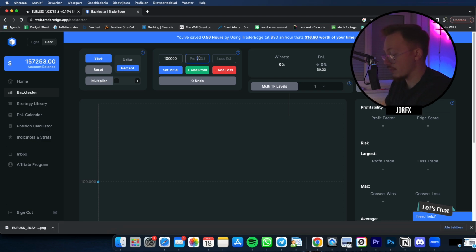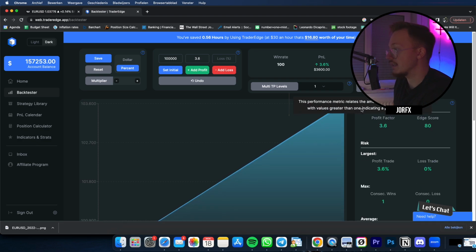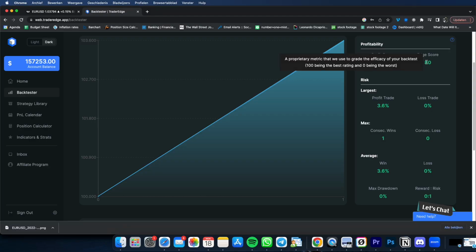Let's say we risk 1%. We made 3.6% on this trade. You can also choose to put it in dollars or in percentages, whatever you like. I'll put it in percentages. Okay, so right now our win rate is 100. We've only taken one trade, it's 100. Our P&L is 3.6% in the win. 1 win, 0 losses.